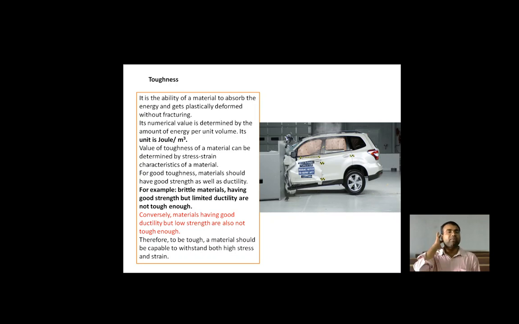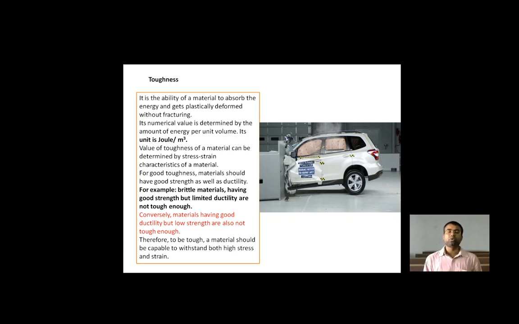So its numerical value is determined by the amount of energy per unit volume. So its unit is joule per meter cube. Okay, so the value of the toughness of a material can be determined by the stress-strain characteristic of the material, that is the force applied per particular area, that is how it is expanding.